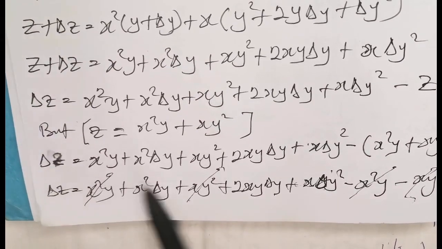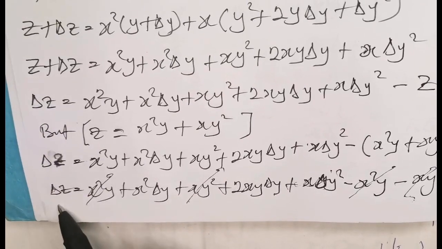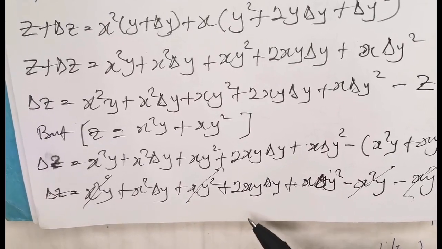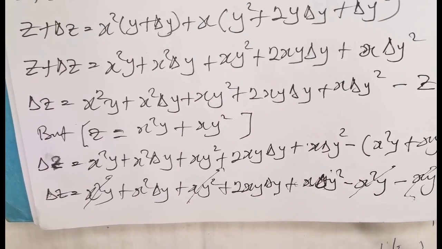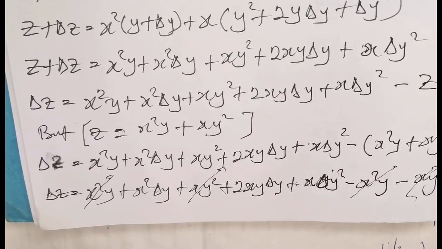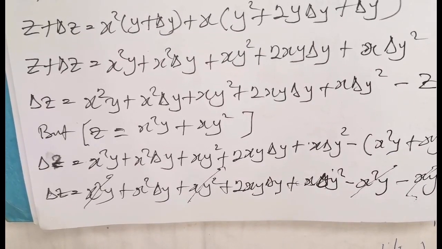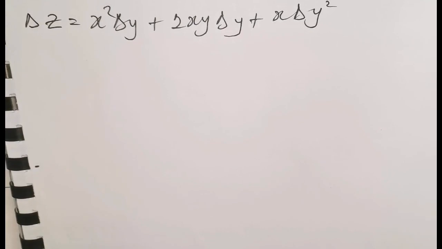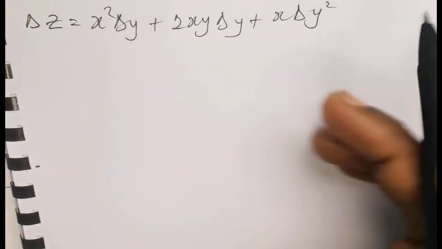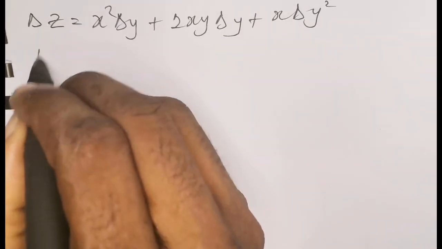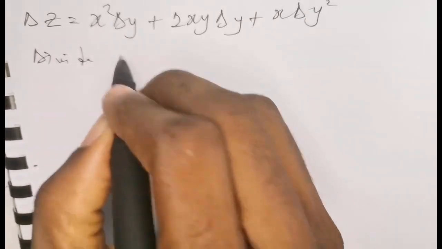Alright guys, so please just pay attention to everything we have left here. Over here I have change in z, and here I have x squared change in y. I also have here 2xy change in y, and I also have x change in y squared. So these are the terms left, so just take note of it because we are flipping the page now. Alright guys, so after cancelling out, we simply have change in z to be equal to, these are all we have left. Now at this point, the next thing to do is to divide both sides, or divide all through.